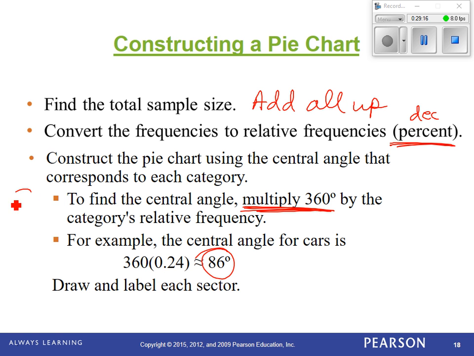And then you can take your pie chart and say, okay, 86 degrees is about a fourth, so it's going to be something maybe like that. It's going to be close to a right angle, but not quite. Draw and label each sector. Here we put associates, and then you might put in 24%.